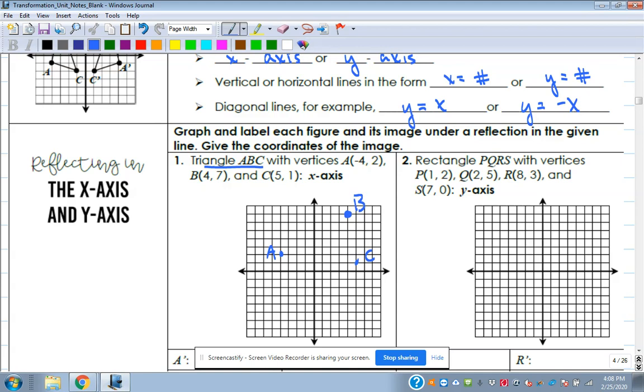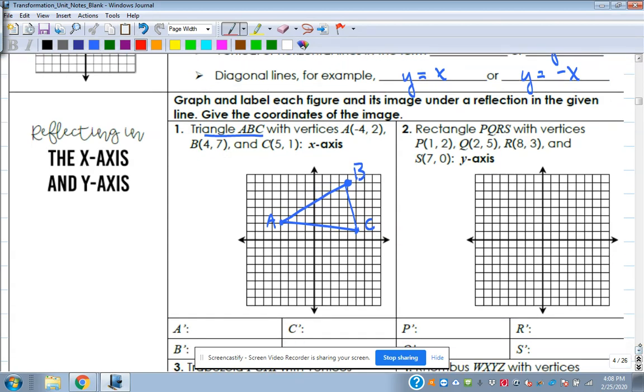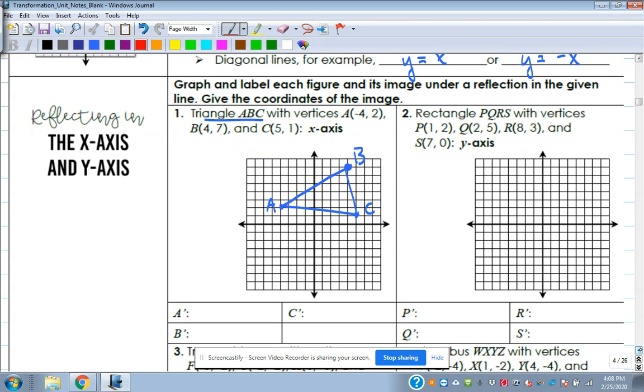I said it was. ID badges are not cooperating. You're no longer an ID badge. You are a ruler. Okay. And underneath there, you got a nice little place to write the ordered pairs for your image.